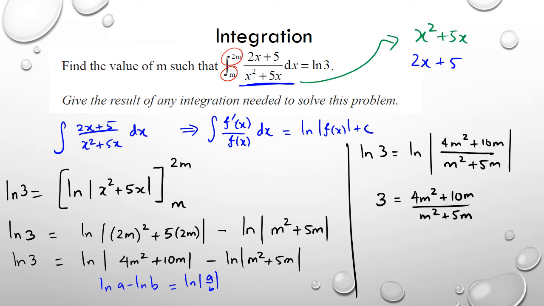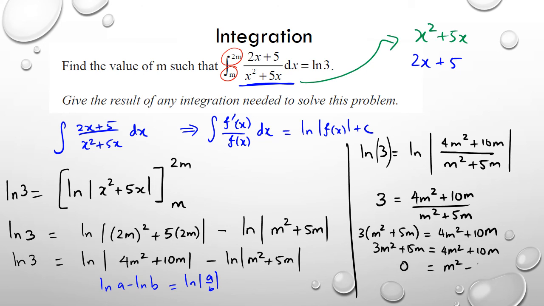Okay. So now what I can say is, because I'm just saying that whatever's inside this, the 3 has to be this whole thing here. All right, so rearranging this, I've got 3 times m squared plus 5m equals 4m squared plus 10m. So expanding and simplifying, that's 3m squared plus 15m equals 4m squared plus 10m. So 0 equals m squared minus 5m. Therefore, I can write this as m times m minus 5. So m is equal to 0 or 5.